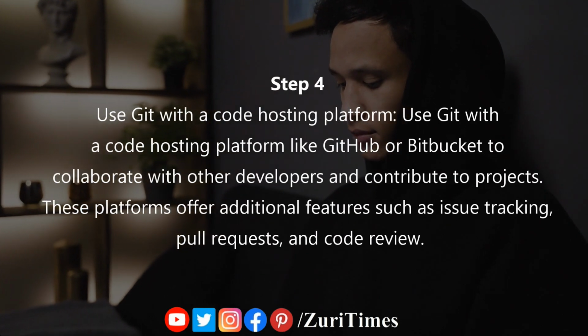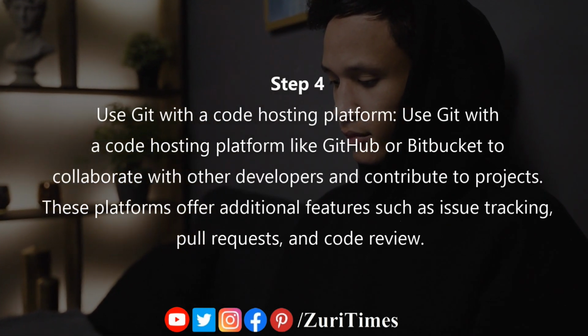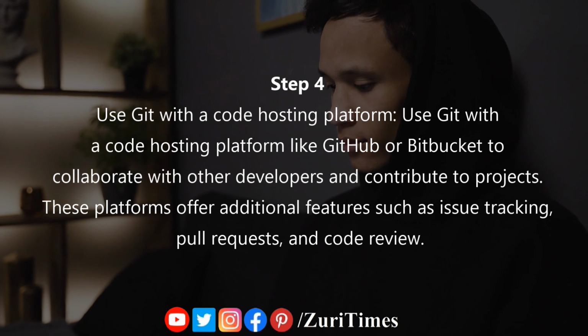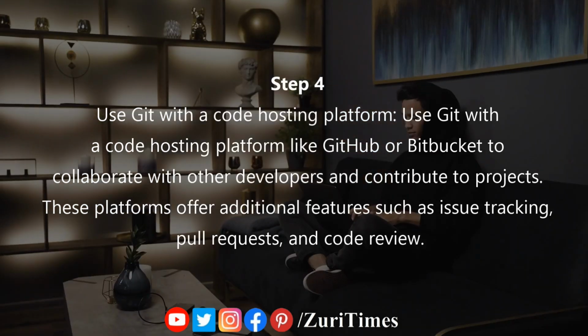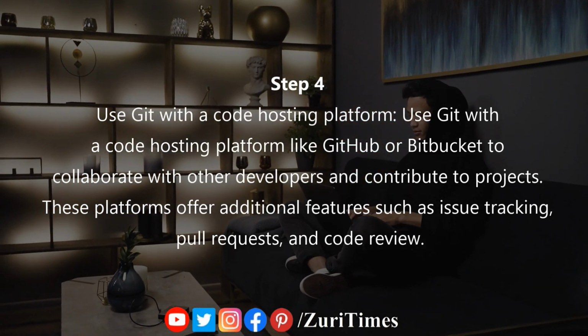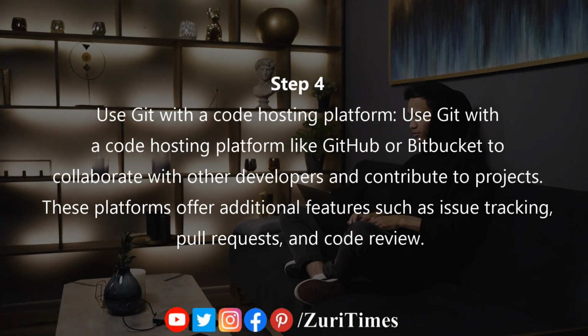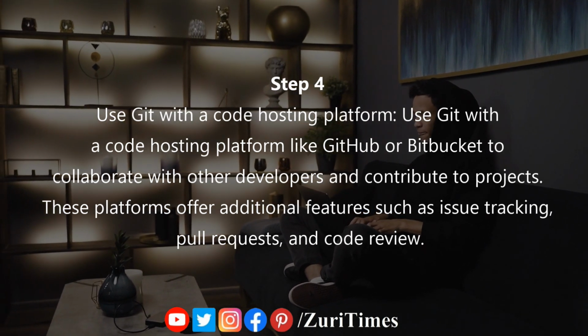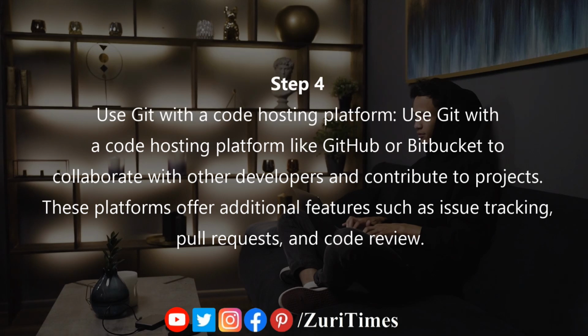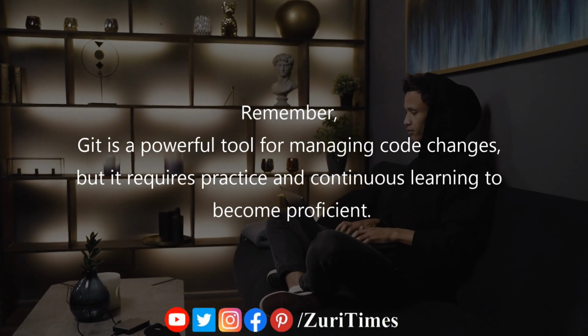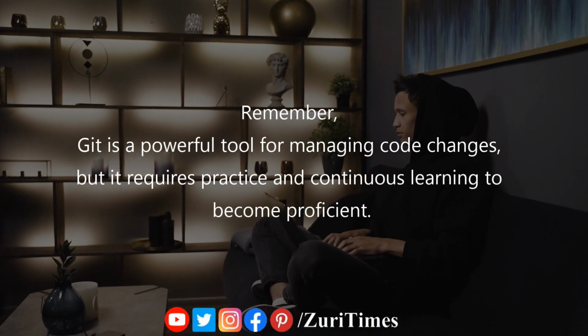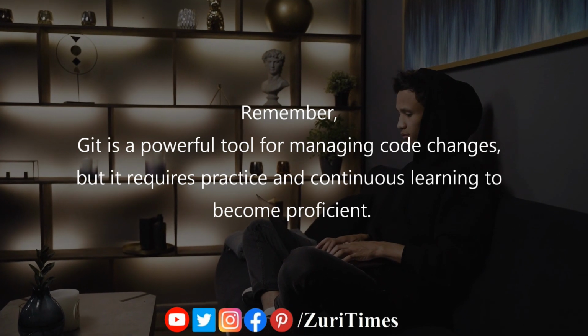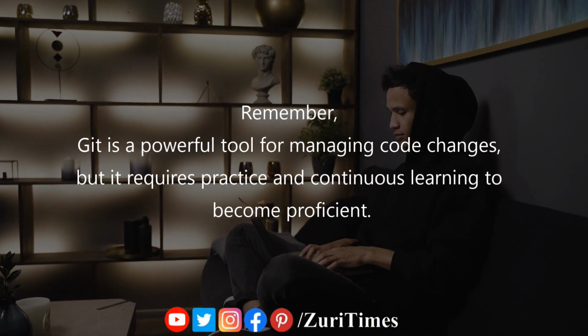Step 4. Use Git with a code hosting platform. Use Git with a code hosting platform like GitHub or Bitbucket to collaborate with other developers and contribute to projects. These platforms offer additional features such as issue tracking, pull requests, and code review. Remember, Git is a powerful tool for managing code changes, but it requires practice and continuous learning to become proficient.